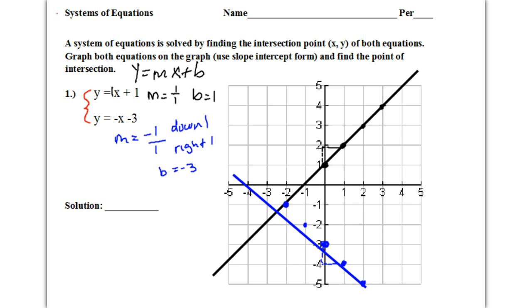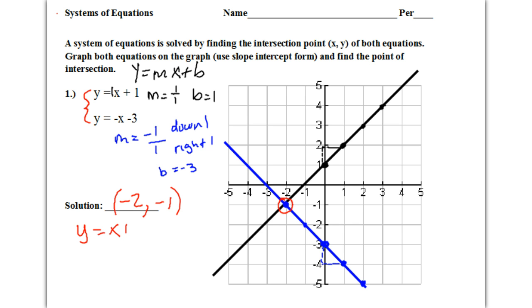When we do that, we get our system of equations, and the point of intersection is the answer to the whole system. That point of intersection is this point right here, which is negative 2 comma negative 1. That's the solution to the system.